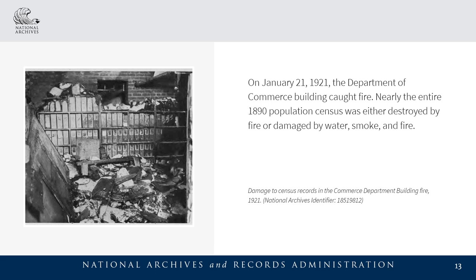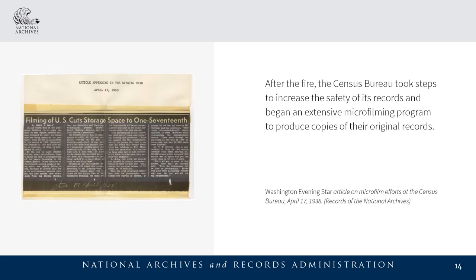About 25% was consumed by fire, and 50% of the remainder was damaged by fire, water, and smoke. After the fire, the Census Bureau took steps to increase the safety of its records. By the end of the 1930s, the Bureau had begun an extensive microfilming program to produce copies of the original records. Not only would a secure copy of the information be kept, microfilming saved storage space and made the records easier to transport. If you think about it, the census is a record of every household in the country.